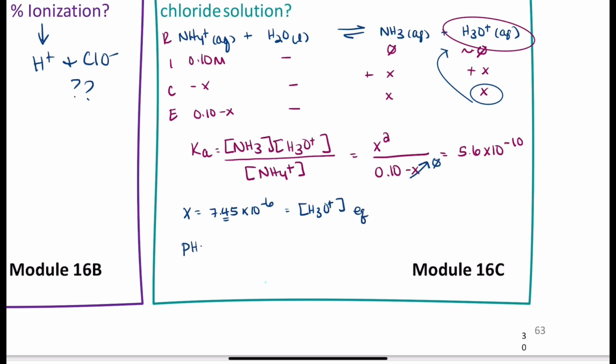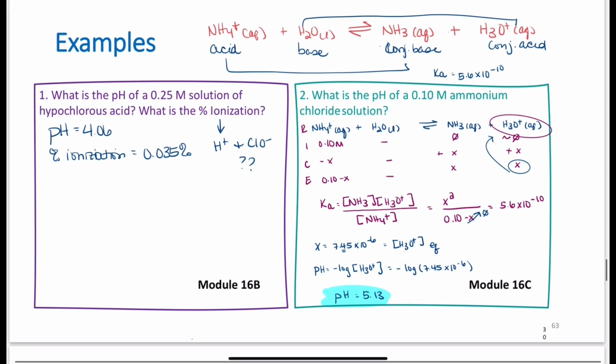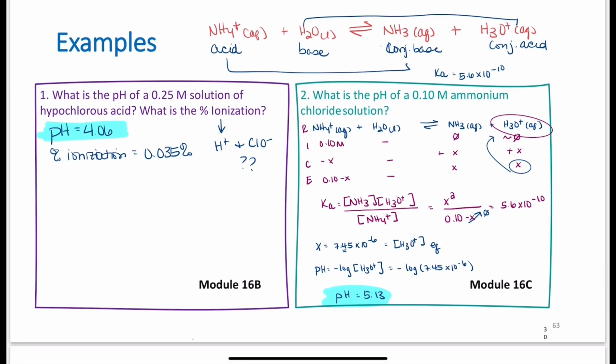pH equals the negative log of H3O plus concentration. So the negative log of 7.45 times 10 to the minus 6, and I get a pH here of 5.13. So it is less than 7 as predicted, but a little bit higher than the one over here.